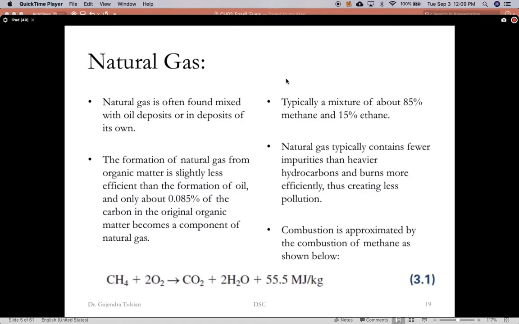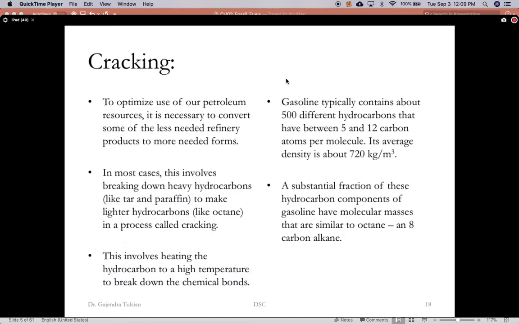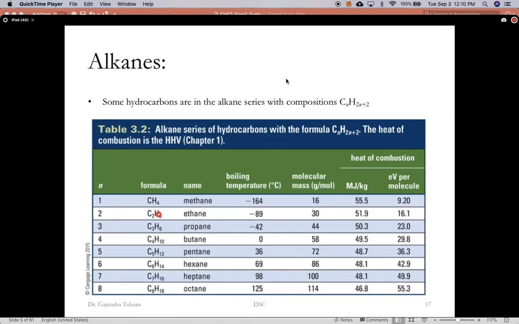Natural gas is typically 85% methane and 15% ethane. So here is methane, CH4. Let me show you ethane. This is ethane, C2H6. So natural gas is 85% that and 15% that.